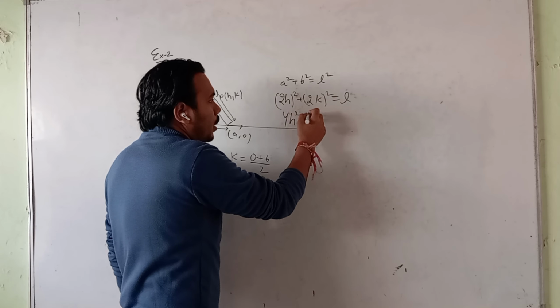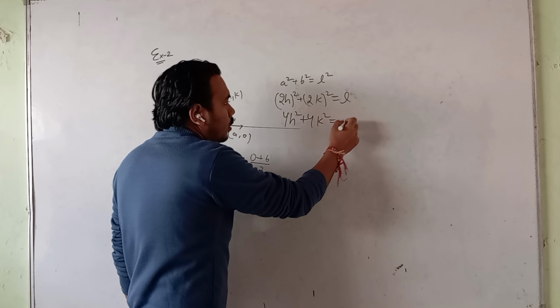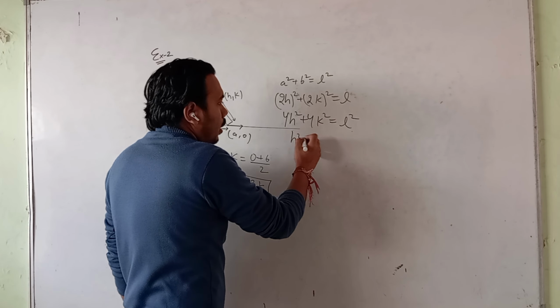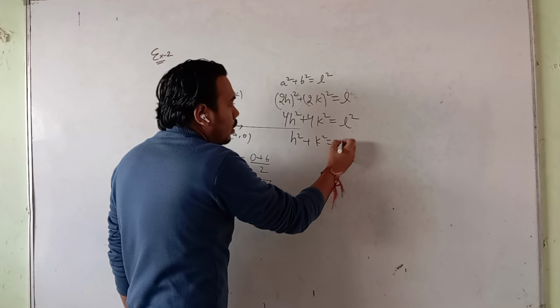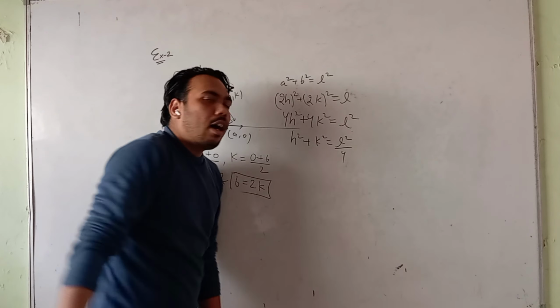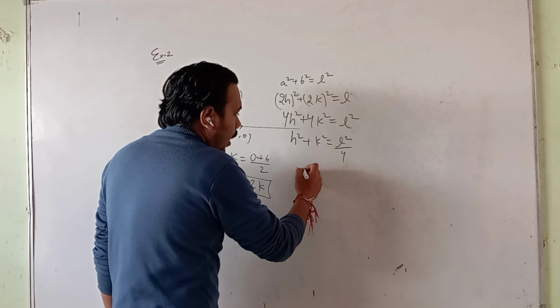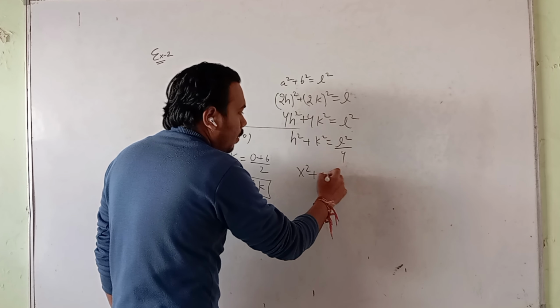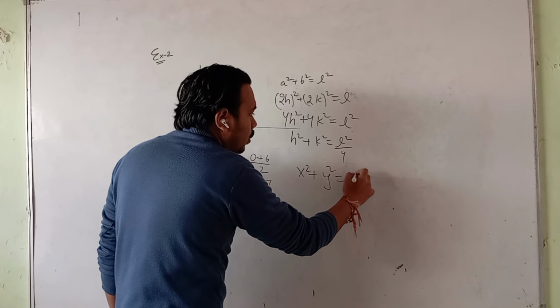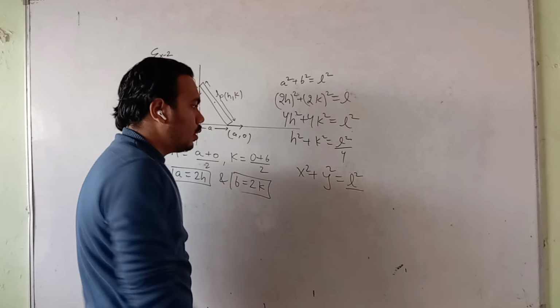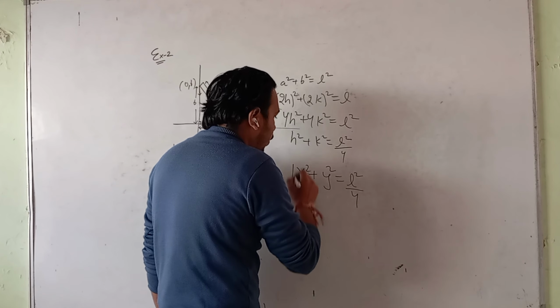4h square plus 4k square is equal to n square. h square plus k square is equal to n square by 4. And after using step number 4, if I replace h by x and k by y, then the equation of locus will be x square plus y square is equal to n square by 4.